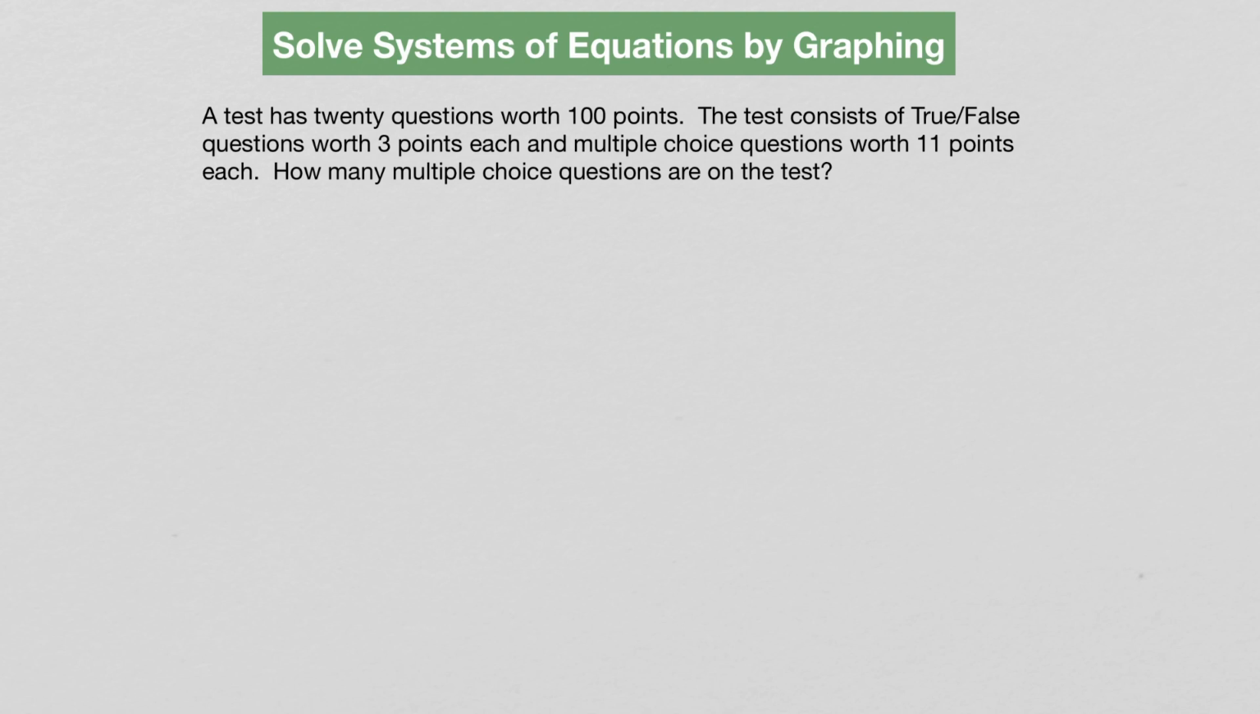Okay, so in this problem, we have a test that has 20 questions worth 100 points. It consists of true-false questions that are worth 3 points each, and multiple choice questions worth 11 points each. How many multiple choice questions are on the test? Okay, so the key thing here is, actually there are a couple key things here. We know that the test is worth 100 points, so all the points need to add up to that. We also are told that there are 20 questions. So these are the two key figures.